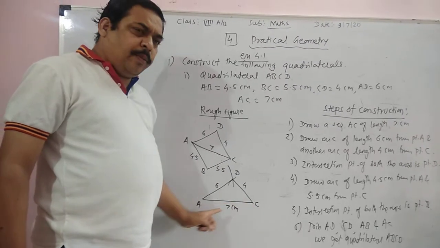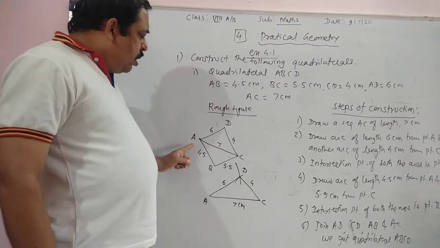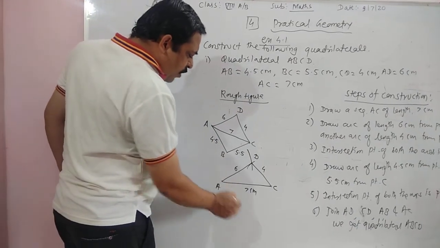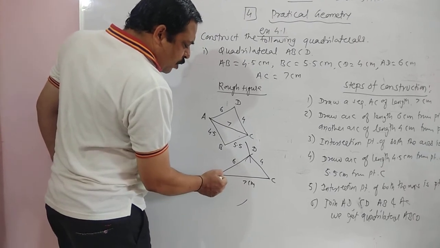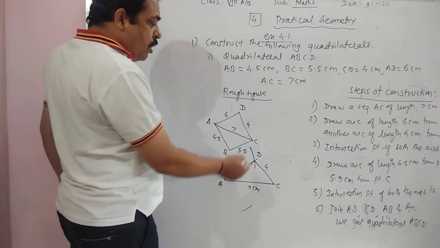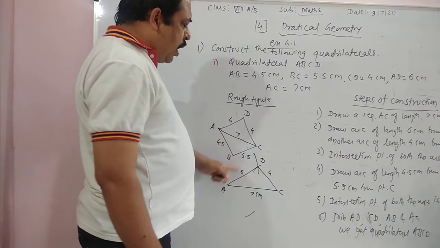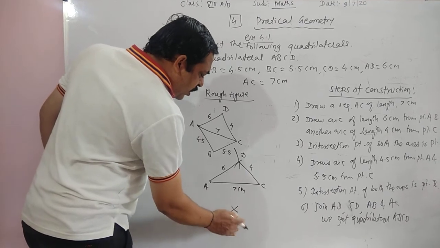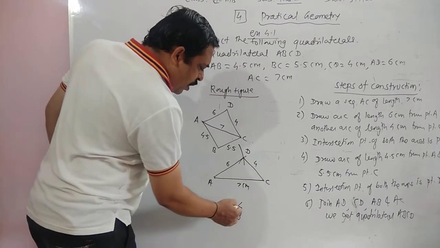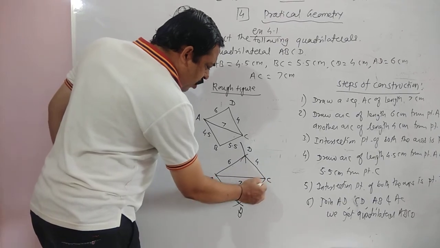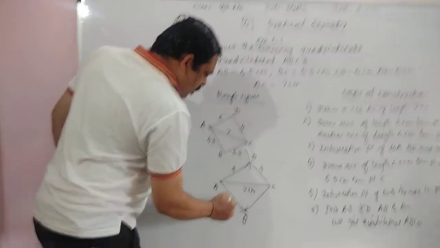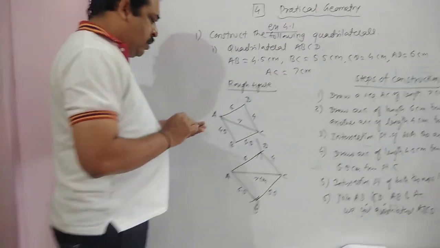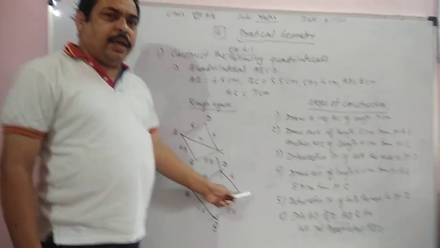Now again you have to draw two arcs from point A and point C. The length of the arc from point A is 4.5. From this point A, draw an arc of length 4.5. And from point C, draw an arc of length 5.5 which intersects at some point. That intersection point is denoted as point B. Join AB and join CB. This length is 4.5, this length is 5.5. This is the required quadrilateral ABCD.